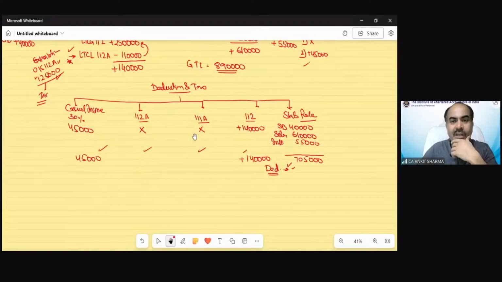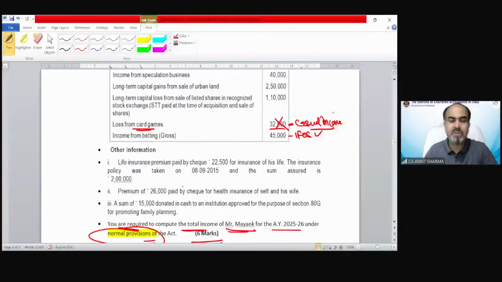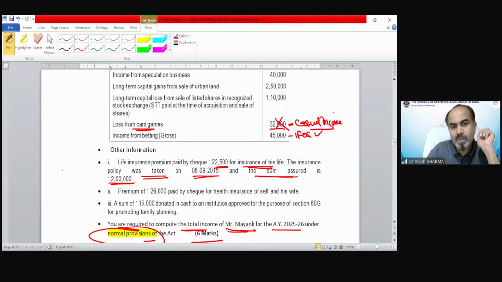Now you will see what kind of deductions there were. Life insurance premium paid by cheque, 22,500, for insurance of his life. The insurance policy was taken on 8th September 2015 and the sum assured is 2 lakh rupees. So how much deduction under section 80C can we claim, students? Tanu is saying 20,000. Soumya is saying 10% of 2 lakh. Very good. Ishan is saying maximum up to 10% of the sum assured. Correct. So in this case, that would be 20,000.